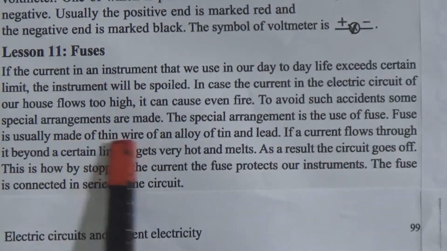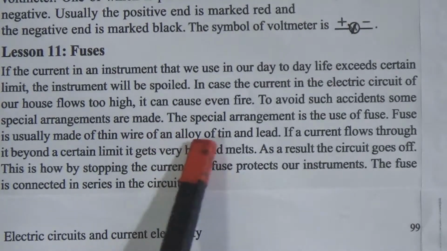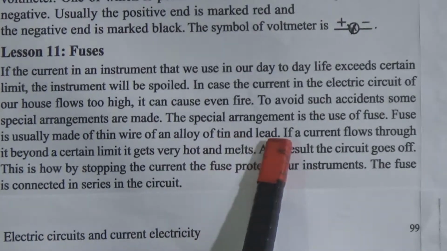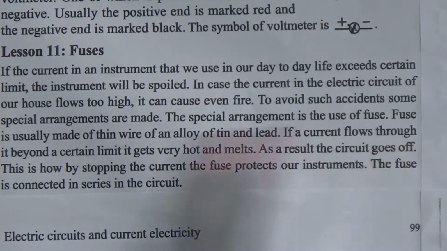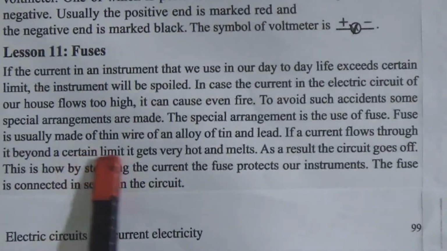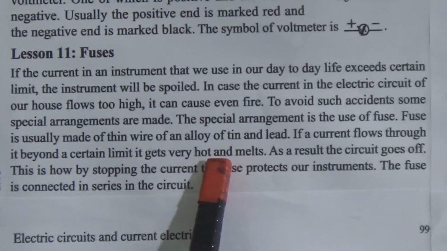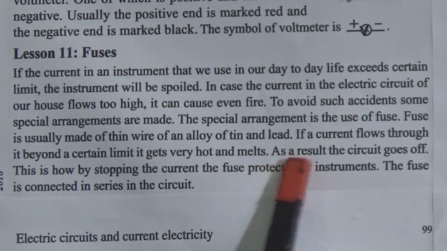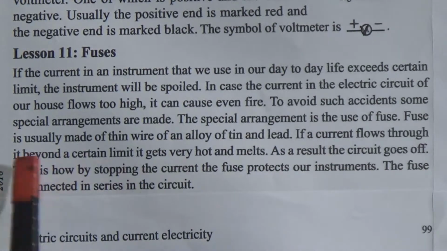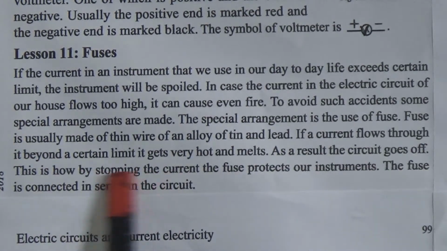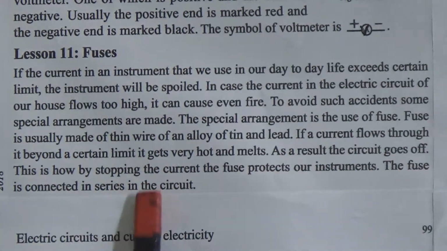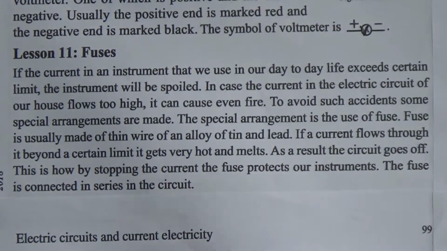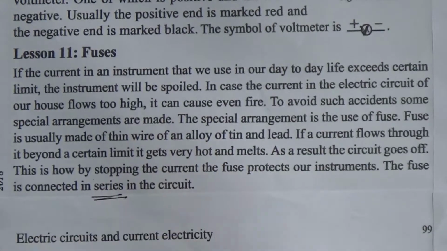A fuse is usually made of thin wires of an alloy of tin or lead, and if a current flows through it beyond a certain limit, it gets very hot and melts, and as a result the circuit goes off. And this is how, by stopping the current, a fuse protects our instruments. The fuse is connected in series in the circuit, like the ammeter, which is also connected in series.